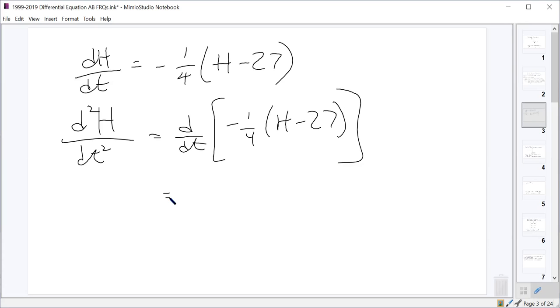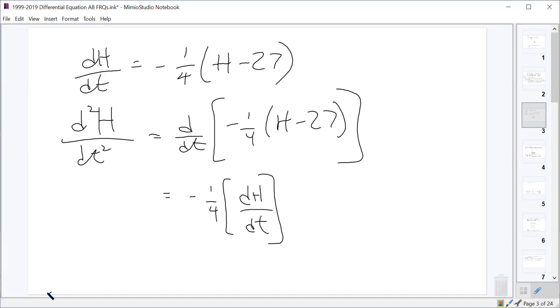So that can just stay there. So we're still going to have negative 1/4. And then we're going to have the derivative of h minus 27 with respect to t. So what's the derivative of h with respect to t? dh/dt. Exactly, dh/dt. And what's the derivative of minus 27 with respect to any variable? 0. Right? So I end up with negative 1/4 dh/dt.